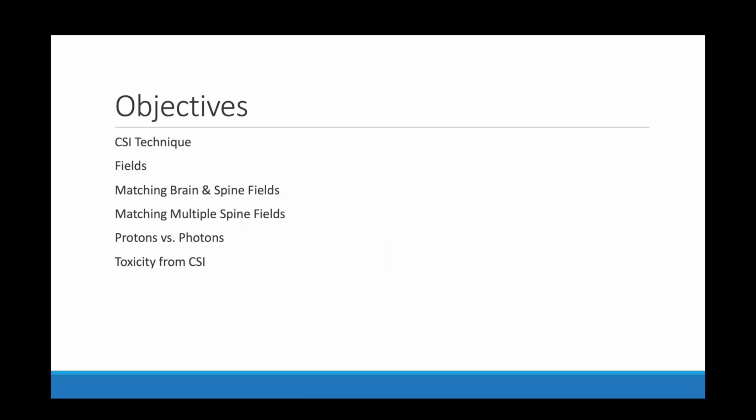In this particular talk, I'd really like to focus on just the physics behind planning for CSI, discussing the technique, how we simulate our patients, how we design our fields. CSI involves using multiple fields, including a brain and 1 to 2 spinal fields, if not more. And so we'll talk a lot about how we match those to try and minimize the overlap between those fields. And then in the end, we'll discuss kind of protons versus photons, followed by some of the toxicity that's caused by CSI.